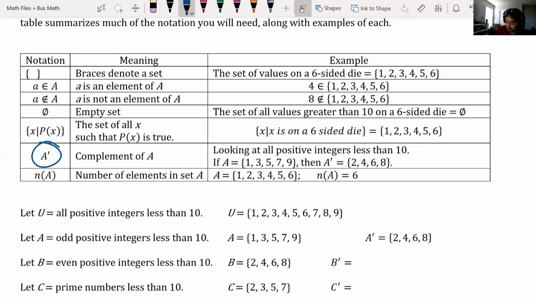The zero, or the circle with the line through it, is called the empty set. An example would be the set of all values greater than 10 on a six-sided die. Well, that just doesn't exist. It's a six-sided die, and the highest number is 6. So this would be the empty set.